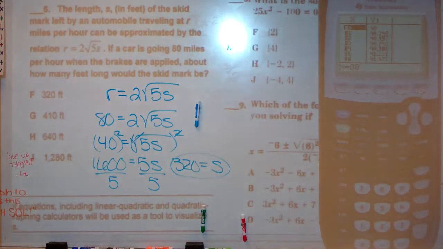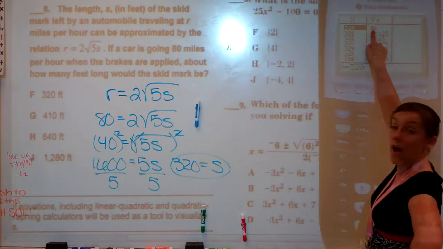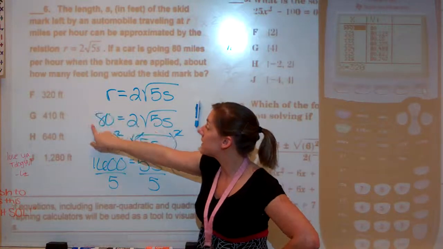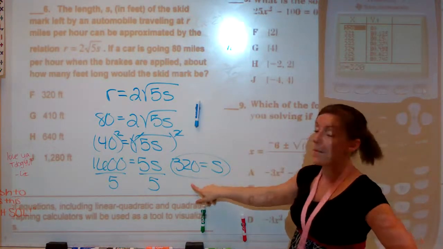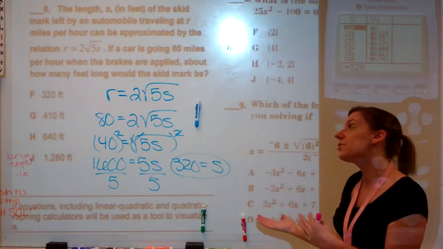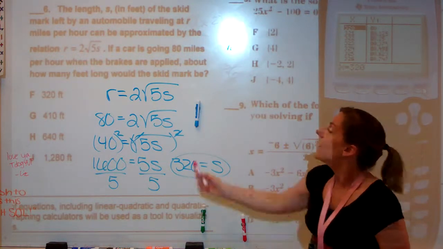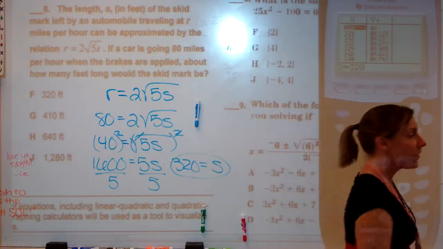So, again, let me set my table at 320 instead. Now let me look at my table. Now, when y is 80, because I've just replaced that with 80, then the x value is 320, so it matches this. Okay, so you could use your calculator. It might take you some time. It might have been faster just to go ahead and solve.